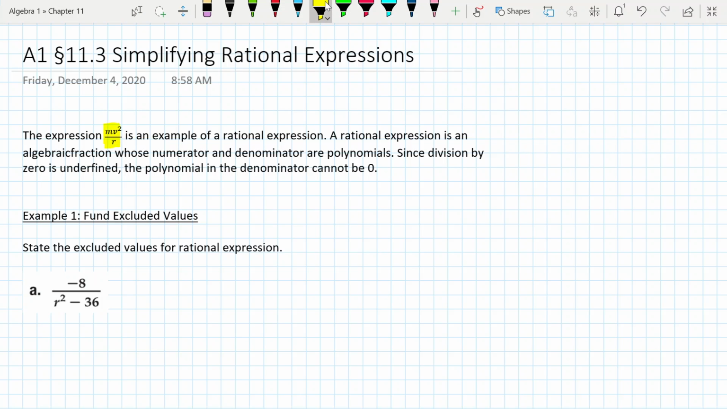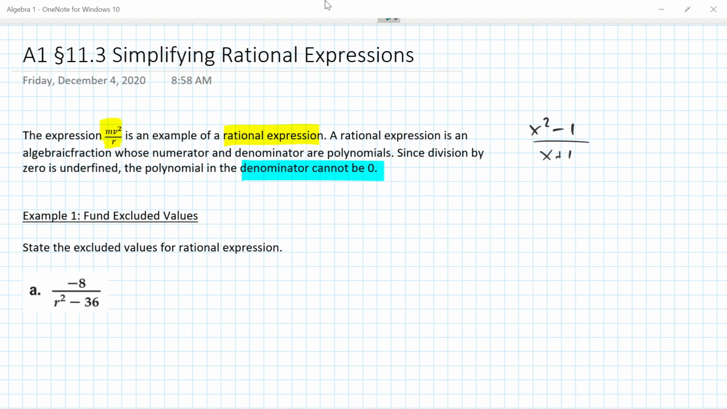But something like m over v squared, or m times v squared over r is an example of a rational expression. Rational expressions can also have polynomials in the numerator and the denominator. It doesn't have to just be monomials. The very important part, again, is always the denominator. Denominator cannot be zero.